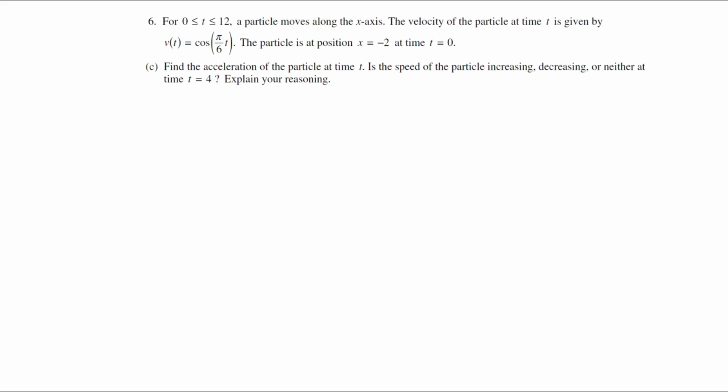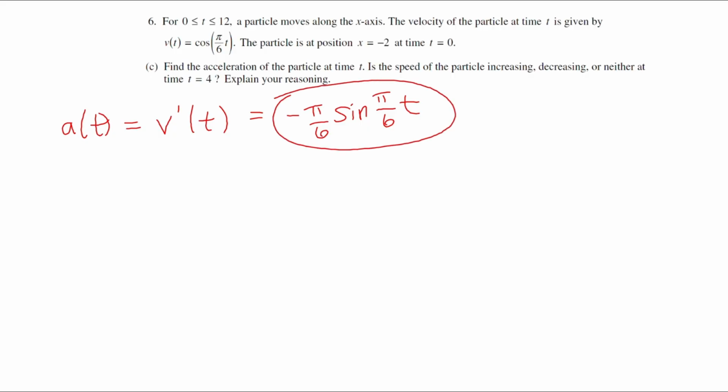In part C, it asks us to find the acceleration of the particle at time t. So find a function that represents that. That's easy enough. A of t is equal to v prime of t. Well, v prime of t is just the derivative of the cosine of pi over 6t. That requires the chain rule. So it's the derivative of cosine, which is negative sine of pi over 6t, times the derivative of pi over 6t, which is pi over 6. And so our acceleration function is negative pi over 6 sine pi over 6t. You get 1 point for that.